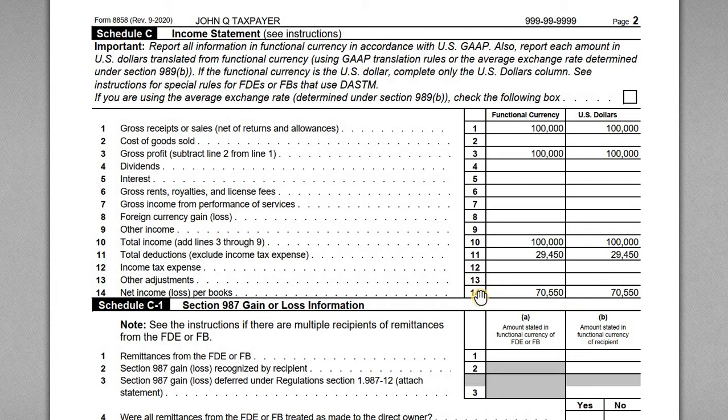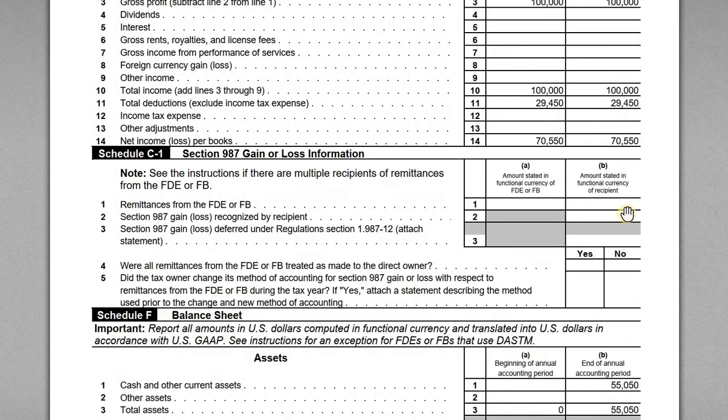So we want a net income or loss per books value in the functional currency and then translated to US dollars. Again, in this case, it's one and the same. If your functional currency was something else, obviously you would have to translate it to USD using the appropriate rate.